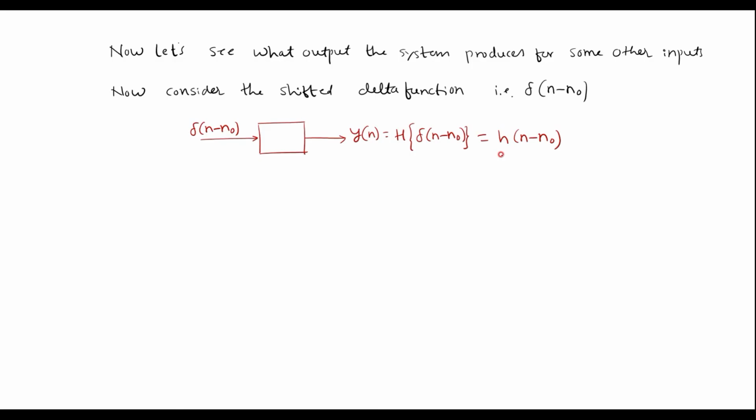Here we got h of n minus n naught because we said that the system is time invariant. When the system is time invariant, the time shift in the input signal produces a time shift in the output signal. Therefore, h of n minus n naught is the response when the input signal is delta of n minus n naught. That is because the system is time invariant.